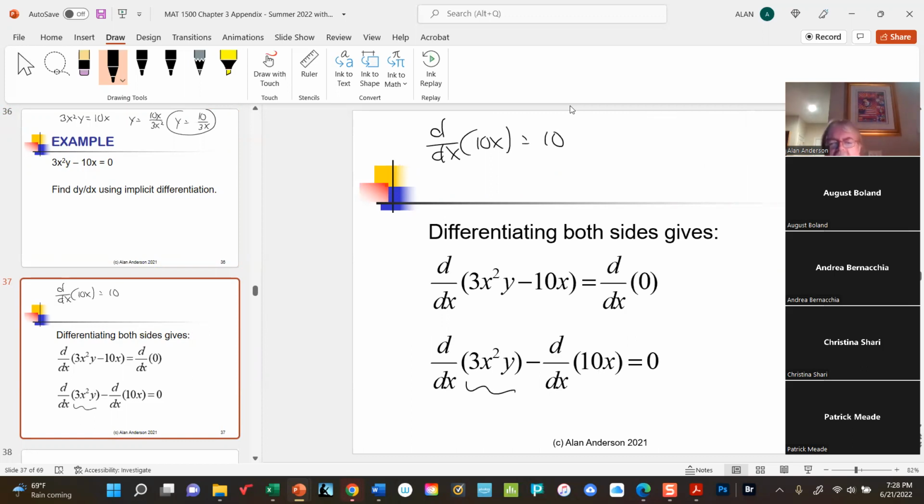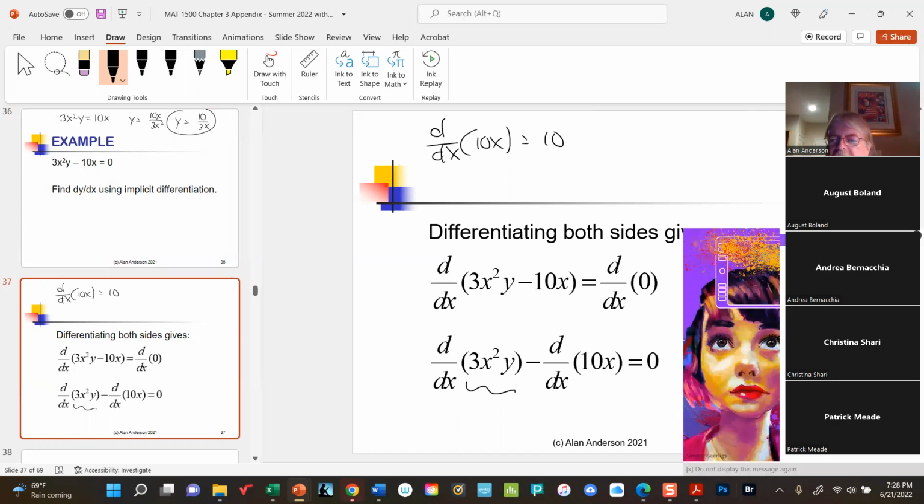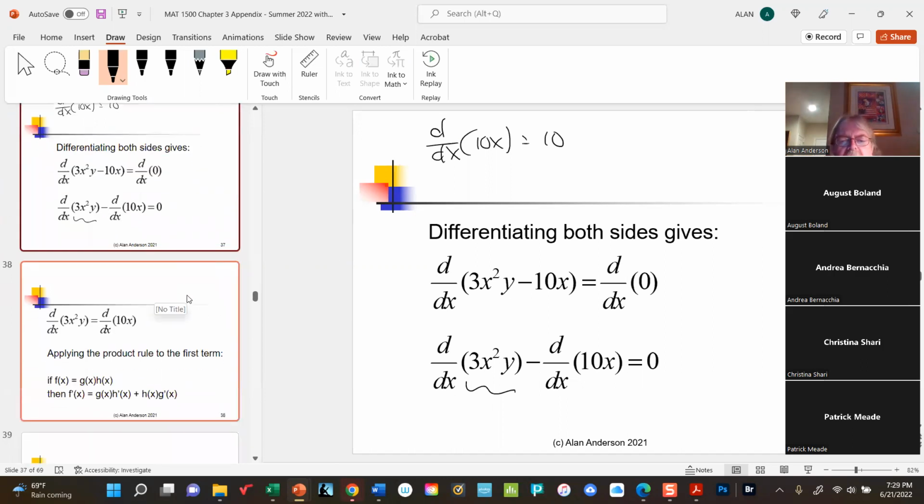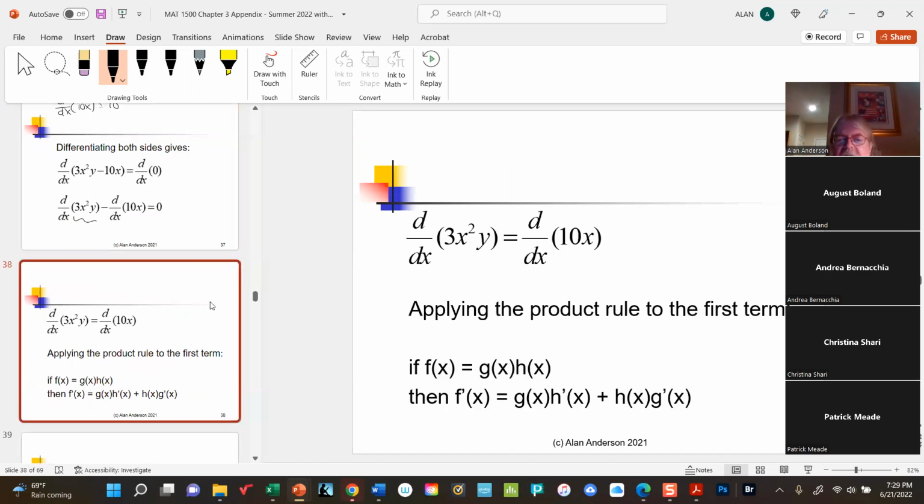This one requires the product rule. So that's going to be interesting, the product rule with implicit differentiation. That is going to be the challenging part. Okay, so let's see how that would work. Of course, this implies that d of 3x squared y equals d of 10x. That's not a problem.